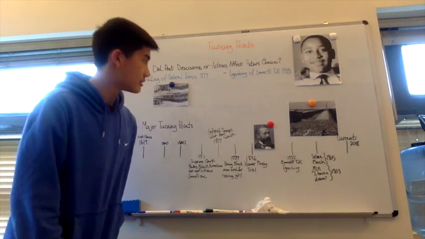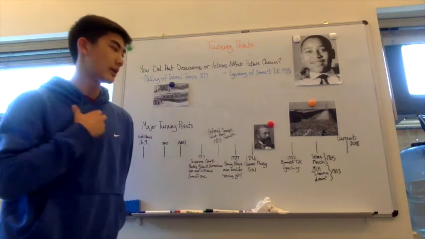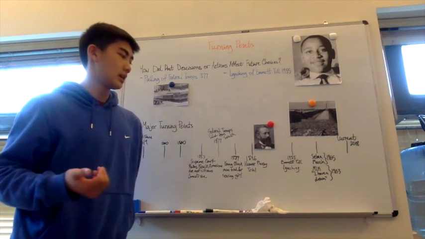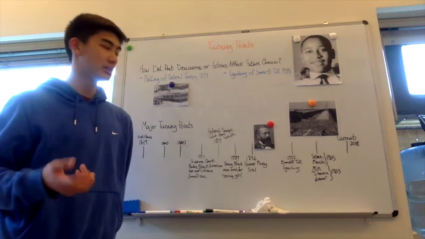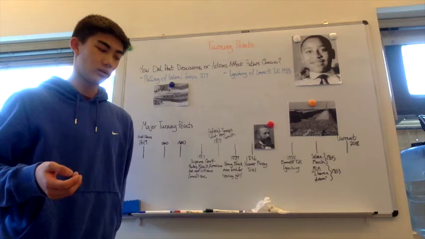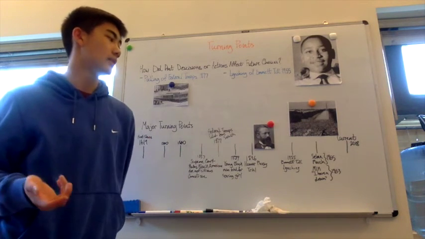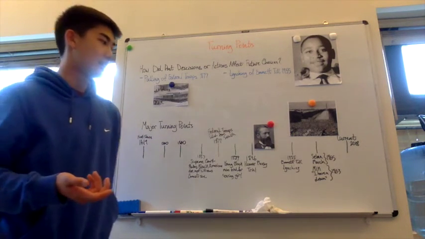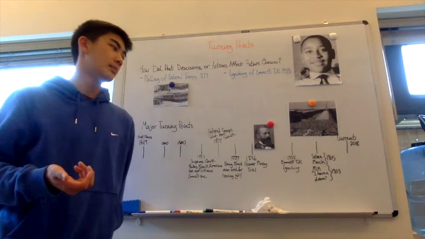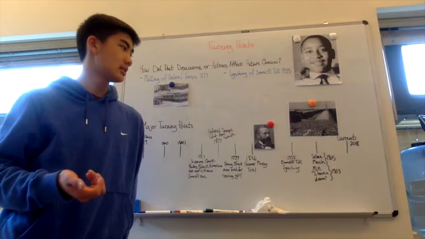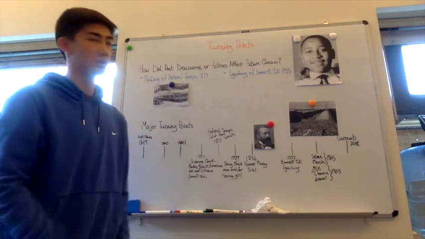And in 1955, it was the lynching of Emmett Till, who was a boy from Chicago in Mississippi and had allegedly whistled at a white woman and was killed and lynched. In 1965, it was the Selma March led by Martin Luther King and Malcolm X, and these are my turning points.